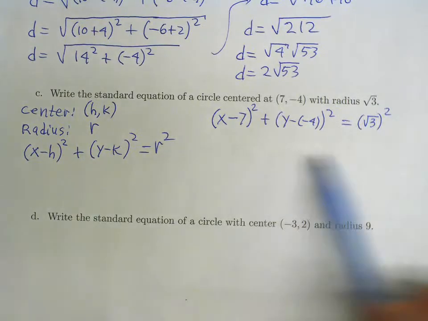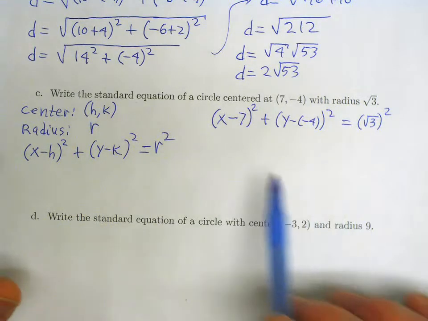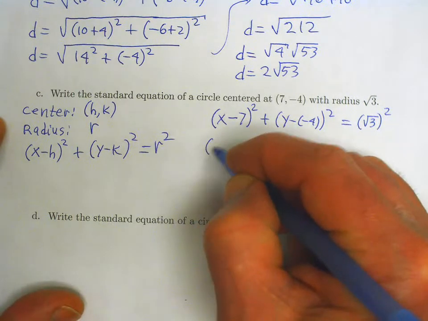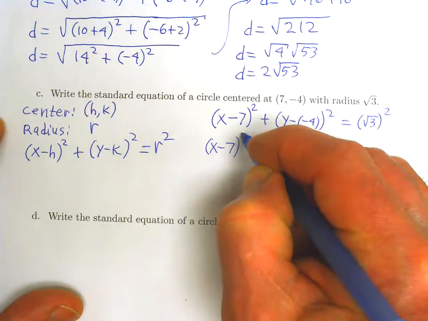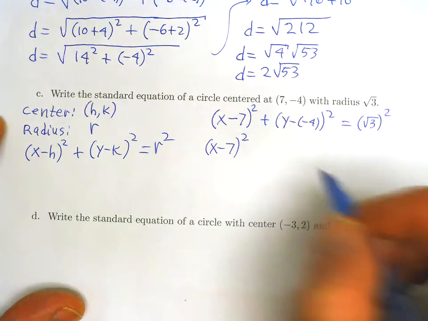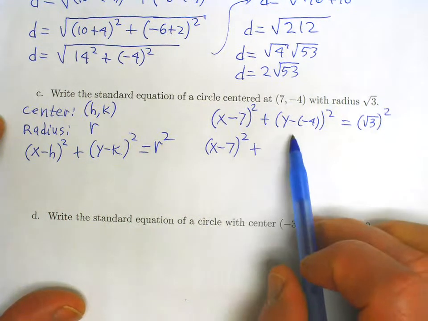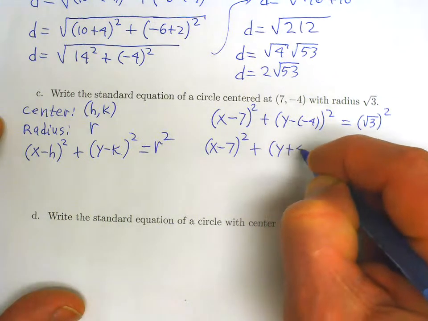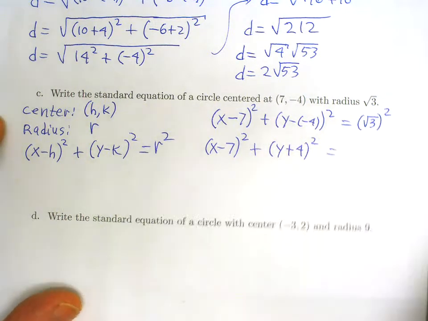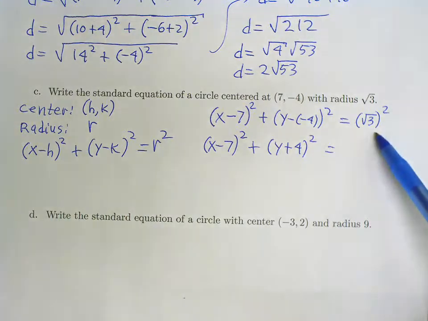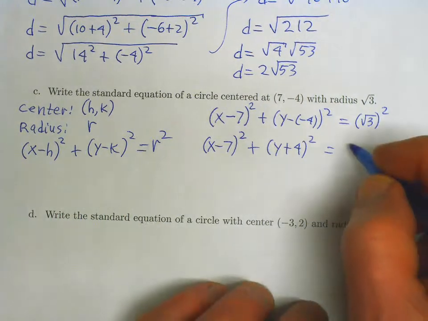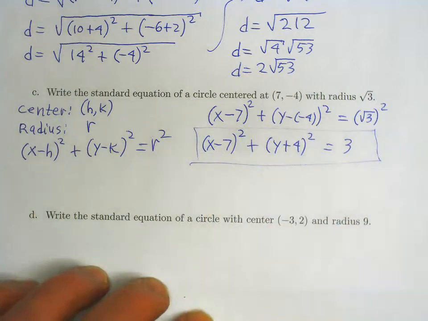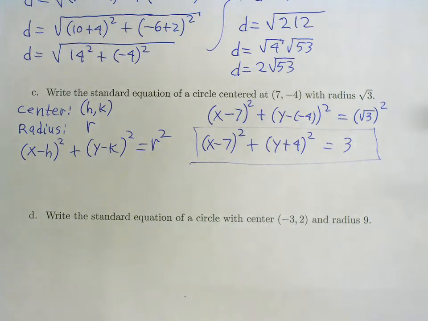Okay, this is a good start, but we want to simplify further. x minus 7 quantity squared is already as simplified as we want it to be. And then plus, instead of y minus negative 4, we write that as y plus 4 quantity squared. And then when we square the square root of 3, that's just equal to 3. So this is the standard equation for that circle that we want to write.